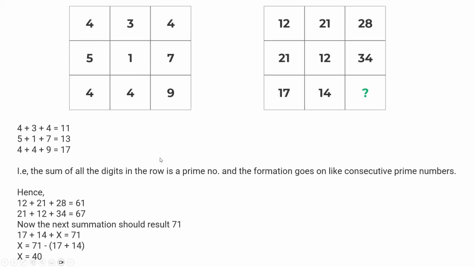Okay, so hence 12 plus 21 plus 28 gives us 67. Then the next row addition will be 67, 61 and 67. So the next number will be 71, that is a consecutive prime number. So what number will come as 71 if we add this? So 17 plus 14 plus x is equal to 71. So here we need to find out the missing number. 71 minus 17 plus 14 gives us 40. So hence the missing number is 40.